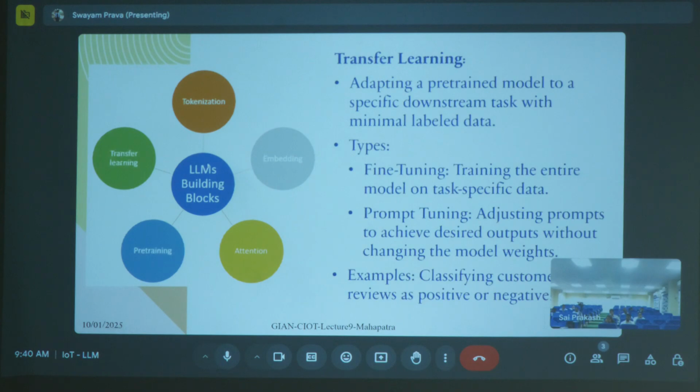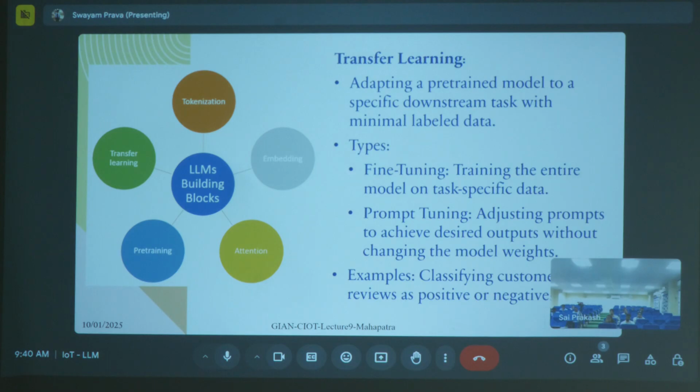And finally, we have transfer learning. Once we have pre-trained the model, the LLMs can be fine-tuned for specific tasks like sentiment analysis. So sentiment analysis is like finding if a certain sentence has positive sentiment or negative sentiment, or like medical diagnosis with minimal labeled data. This adaptability makes them incredibly versatile.